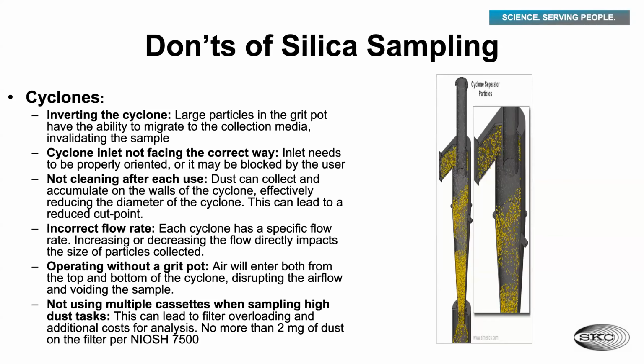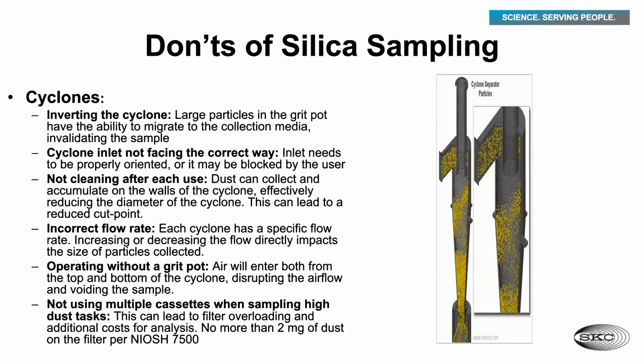The incorrect flow rate, we've already talked about this, but running your cyclone at too high or too low of a flow rate is going to move your cut point either to the left or to the right, and we'll talk about that here in a few minutes. Operating without a grit pot.